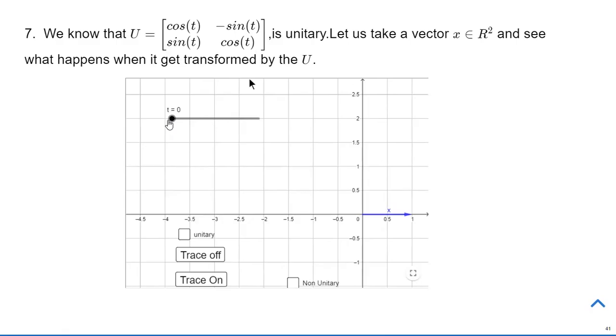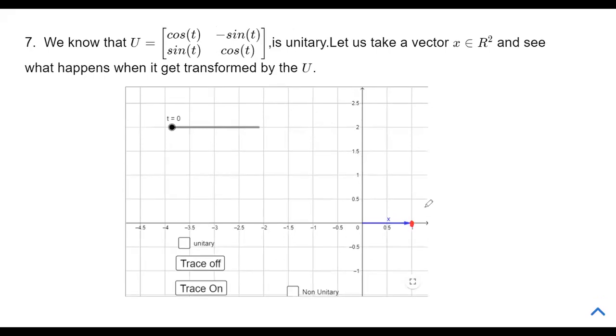I'm going to substitute various values of t into this matrix and multiply that matrix with the vector x shown here. In the applet, of course, we are in R2, so the input vector to this matrix is going to be this one. This vector is actually 1, 0. X is 1 and y is 0.